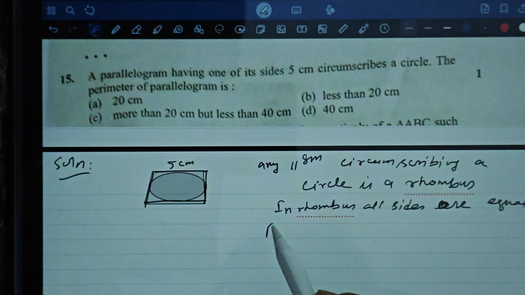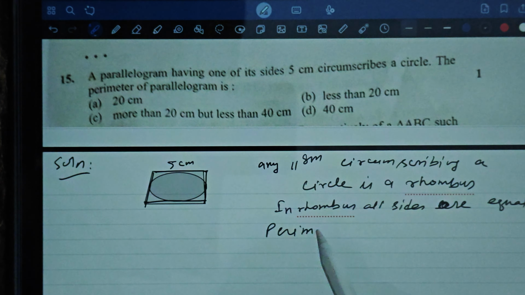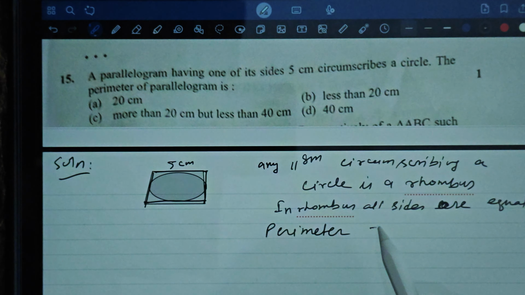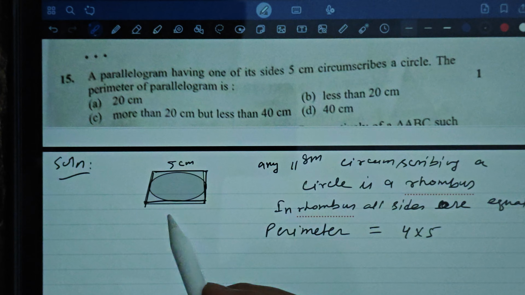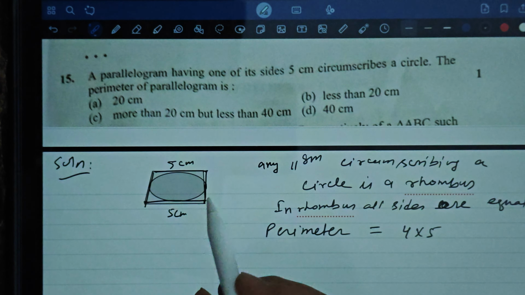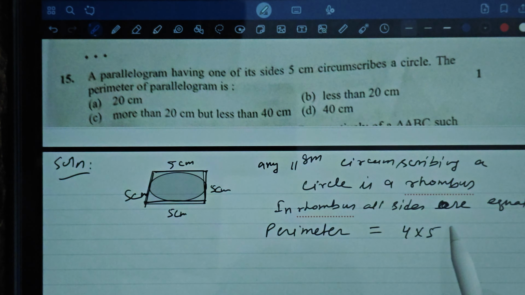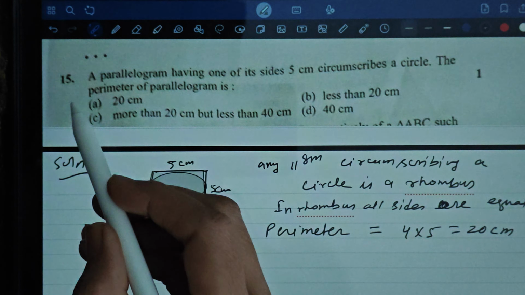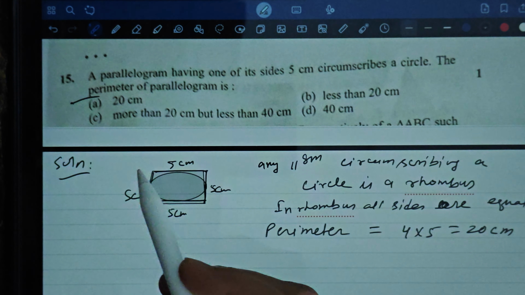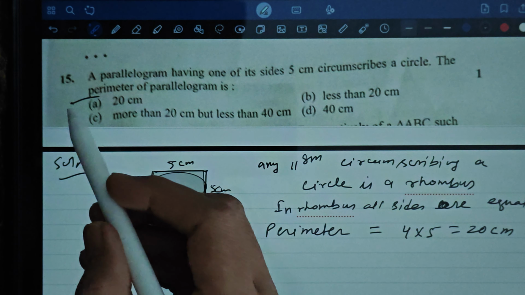So perimeter will be what now? Perimeter will be 4 into 5, because all sides are equal now. This is 5 centimeter, this is 5 centimeter, this is 5 centimeter, so 20 centimeter. So that will be the value. Perimeter of parallelogram is 20 centimeter.